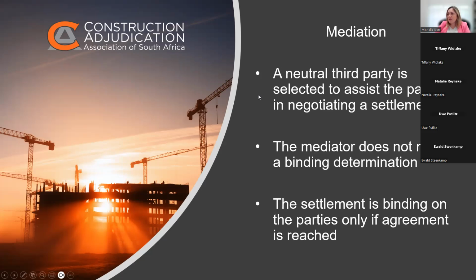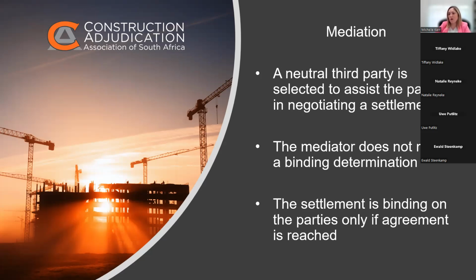Okay, so the next one is mediation. This is a neutral third party. The parties select this person by agreement. Again, you're probably going to want to do it before you get into a dispute situation, because at that point, you're not very good at agreeing with each other. But the parties will agree on this neutral third person, and this person will assist them in negotiating their settlement.